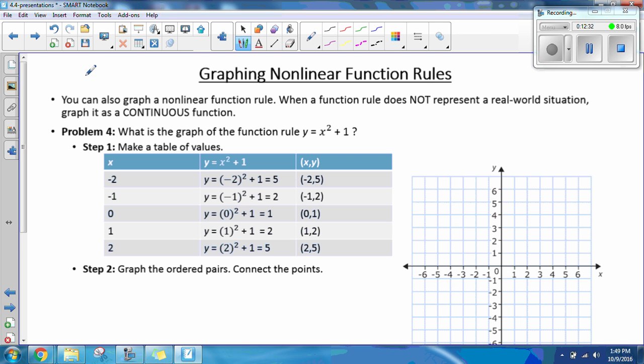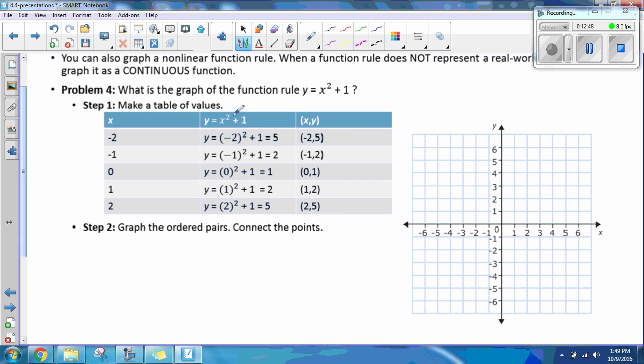You can also graph a nonlinear function rule when a function rule does not represent a real-world situation. Graph it as a continuous function. So what is the graph of the function rule y equals x squared plus 1? First, you need to make your values table. For your x values, remember we said choose a variety of numbers: negative numbers, 0, and positive numbers. Figure out your y values, and then graph your ordered pairs.